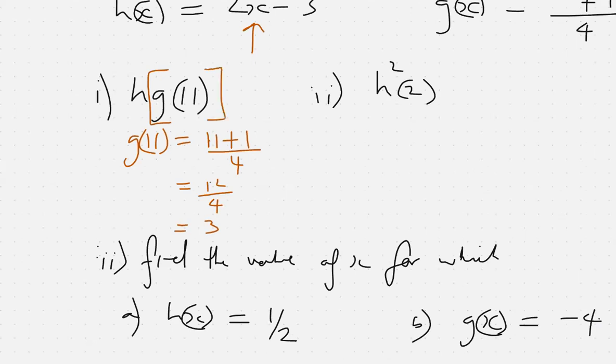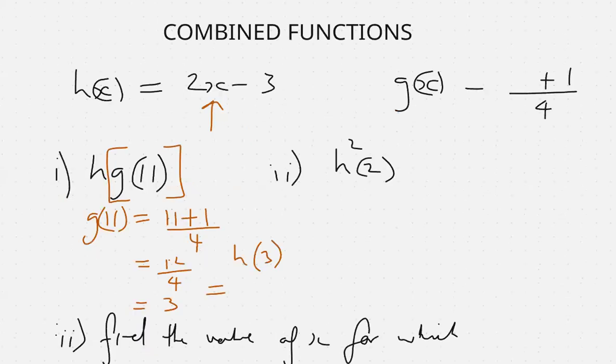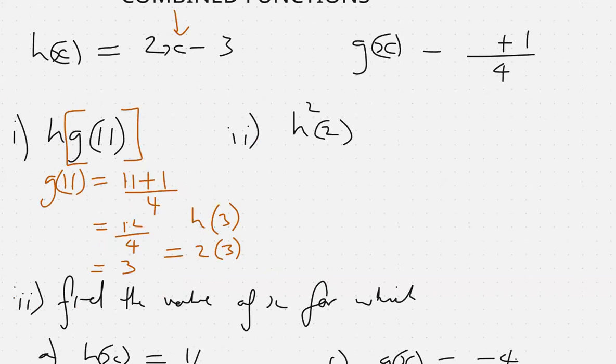So h of 3 then works out now. I'm going to put the 3 right here, where the arrow points. So therefore, I'm going to end up with 2 times 3 minus 3. That works out to be 6 minus 3. So 2 times 3 is 6, 6 minus 3, and that works out nicely to be 3 again. So that's your answer.